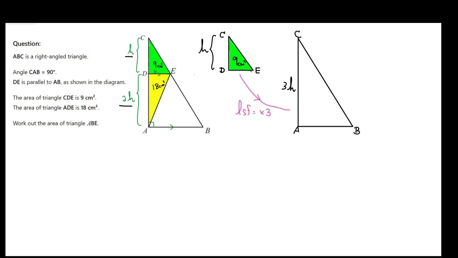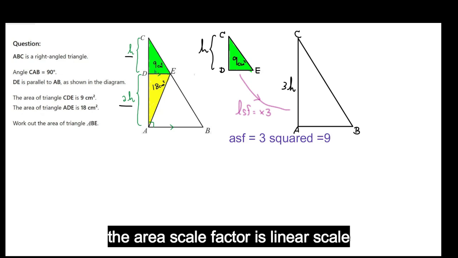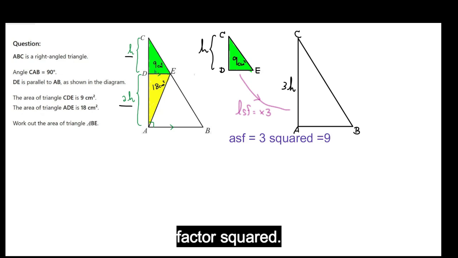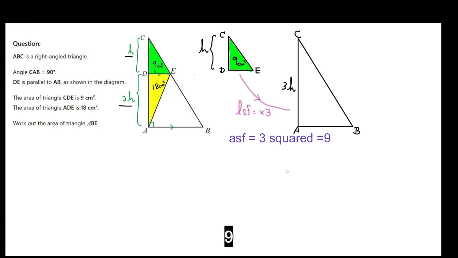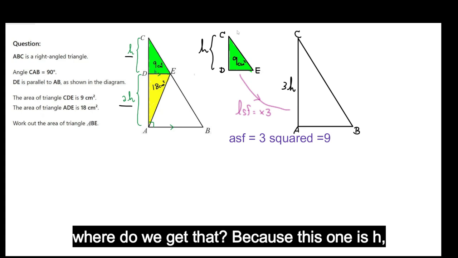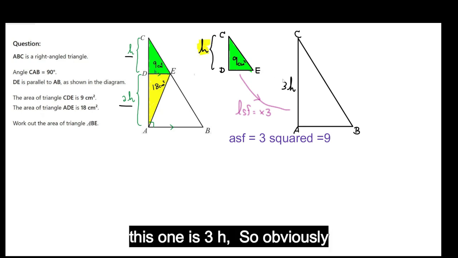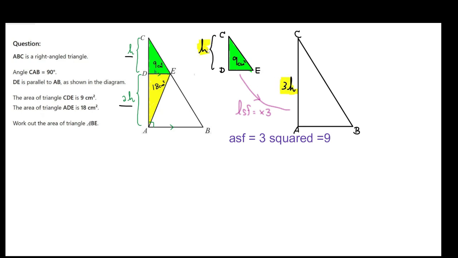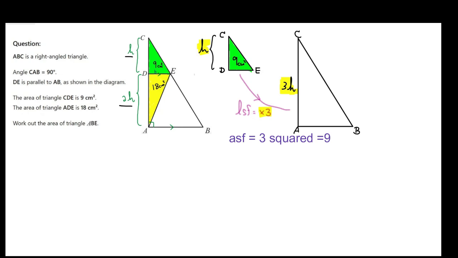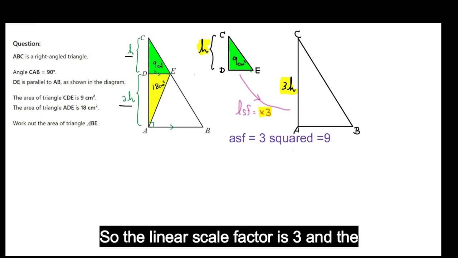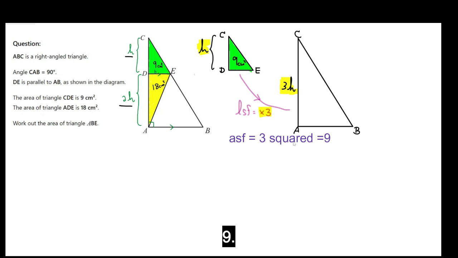So remember, the area scale factor is linear scale factor squared. So obviously the area scale factor should be 9. 3 squared, 9. Now, where do we get that? Because this one is H, this one is 3H. So obviously you have to multiply it by 3. So the linear scale factor is 3. But area scale factor is linear scale factor squared. So the linear scale factor is 3 and the area scale factor is now 9.